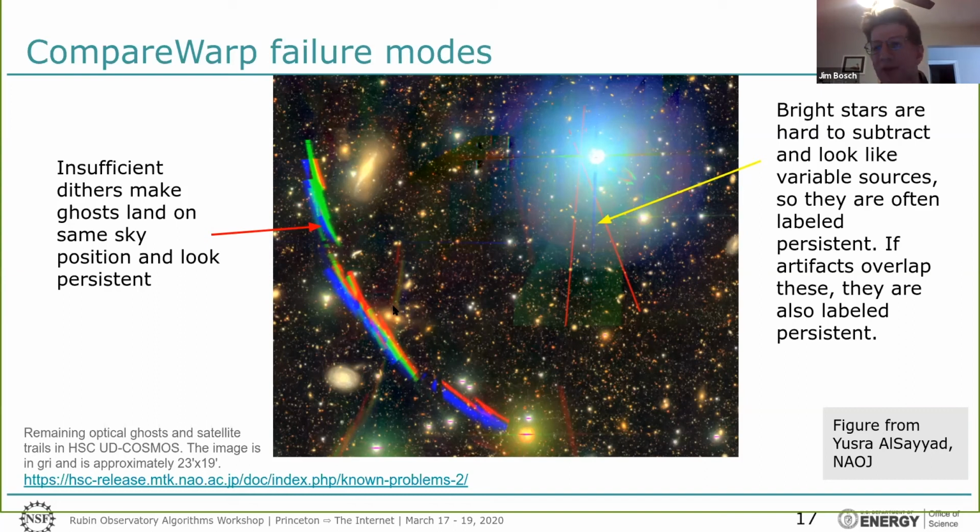Also, if you don't have very big dithers, your ghosts all land in the same place. And that's what happened in this data. This is the HSC ultra deep fields where the dithers were quite small, and the dithers all landed in the same place more or less, or maybe it looks like a slightly different place depending on the band. And the result was that we weren't able to match them and they printed through.